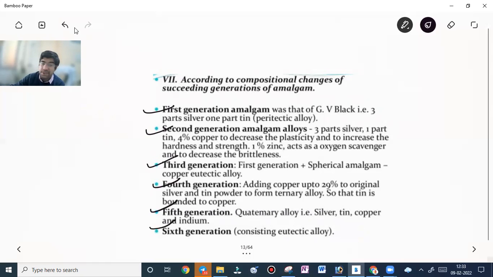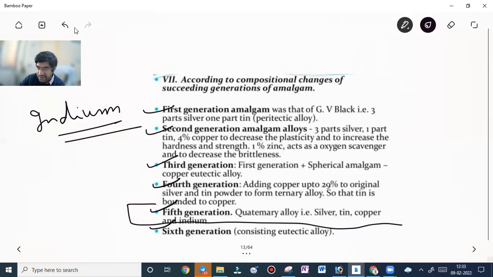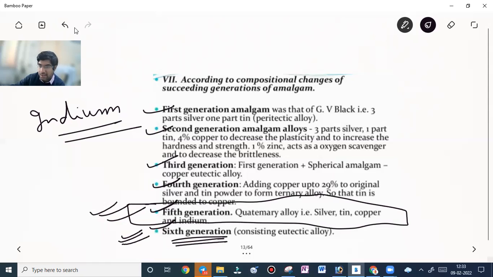There was a question in your entrance exam asking which generation indium belongs to. The answer is the fifth generation. That came in one of the entrance exams. The eutectic alloy comes under the sixth generation alloy. That is important from your entrance examination point of view.